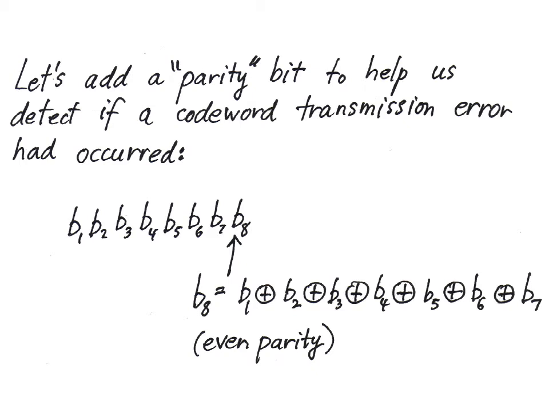This scheme is called even parity because when B8 is calculated this way, the total number of ones in this 8-bit code word, including the parity bit, will be an even number. Total number of ones will be even. You can also use odd parity, it doesn't matter.